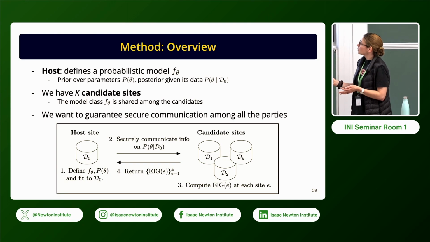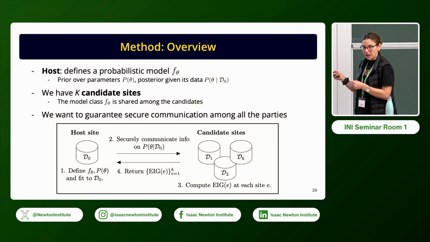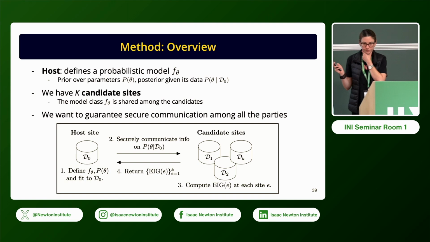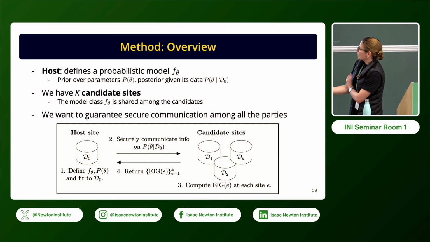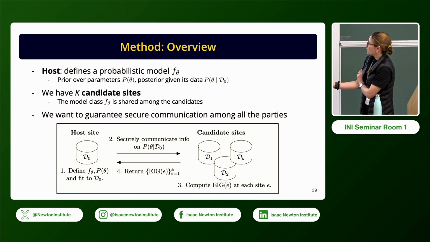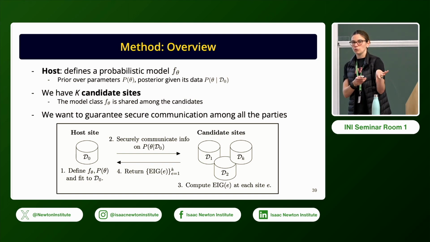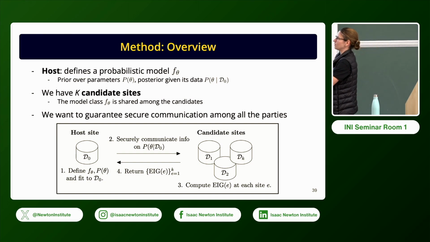Then we're going to have these K candidate sites, and the model class will be shared among these candidates, okay? And what we want to do is for the host site to securely communicate the information about this posterior to the candidates. The candidates should be able to compute the expected information gain at each of these points, and then return the expected information gain securely as well to the hospital, to the host site, or the pharma company.